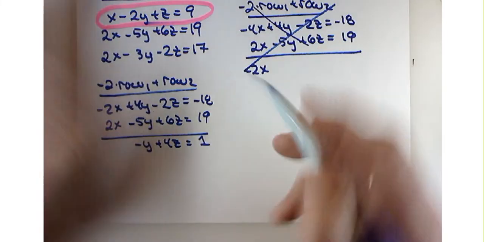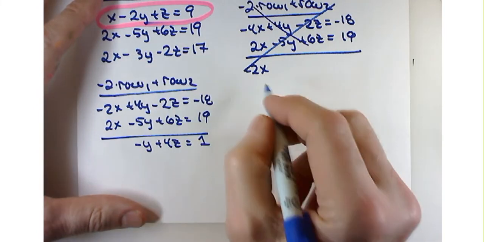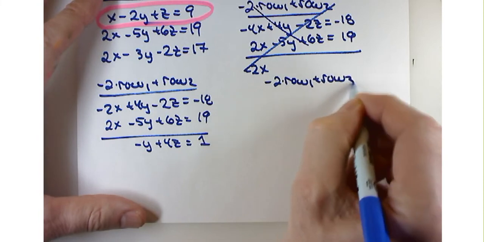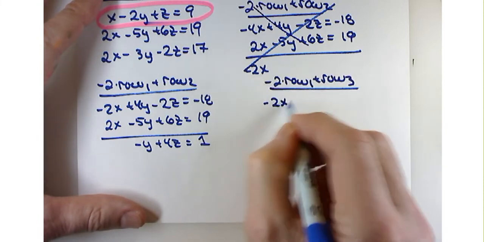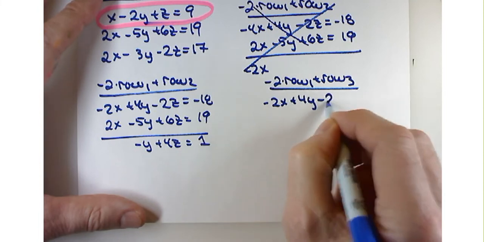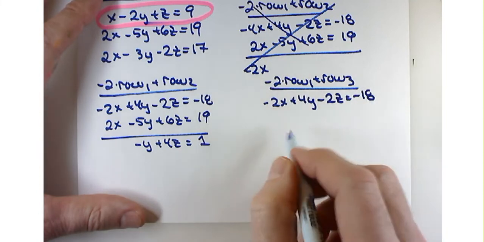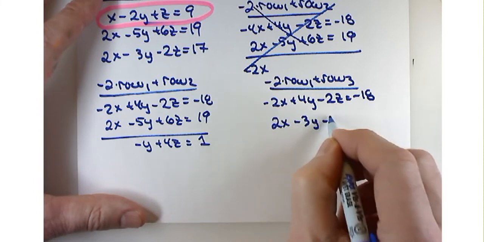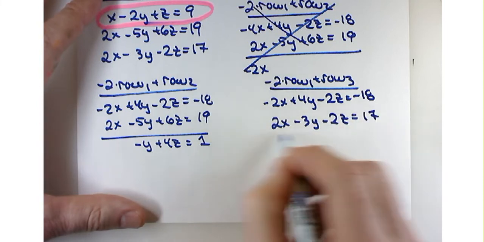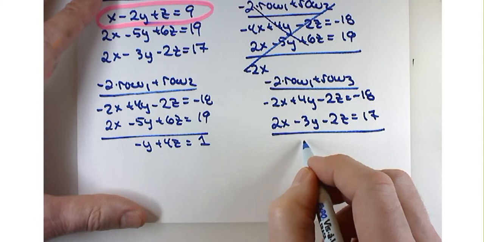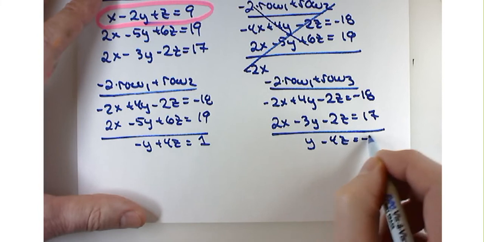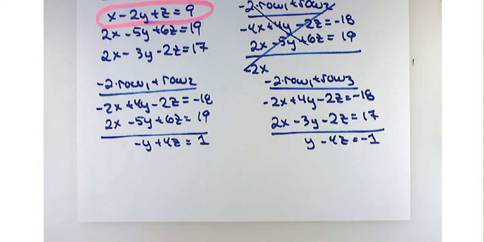Let's repeat this for the third equation. -2 times row 1 added to row 3 is going to be -2x plus 4y minus 2z equals -18. Added to 2x minus 3y minus 2z equals 17, that gives me y minus 4z equals -1. And that's what I was looking for. I was looking for 2 equations and 2 unknowns.